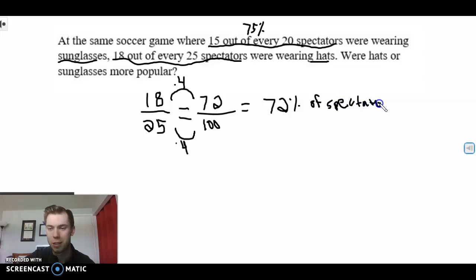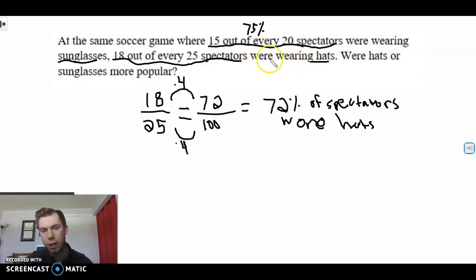I'll do my best here. Spectators wore hats. Then we know that 75% wore sunglasses. So looking at this, which one was more popular? Well, it would be the sunglasses, because 75% is greater than 72%.